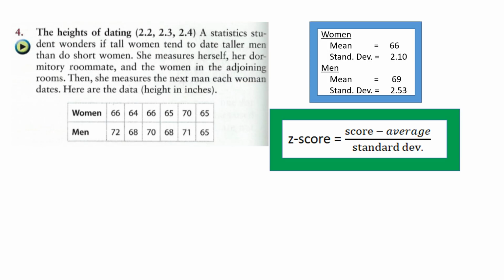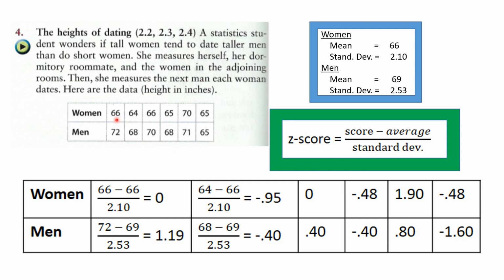All right. So for women, the average height was 66 and the standard deviation was 2.10. For men, the average height was 69 inches, and the standard deviation was 2.53. Now, using that, we can convert each one of these scores into its corresponding z-score. Remember that a z-score is that score minus the average divided by the standard deviation.